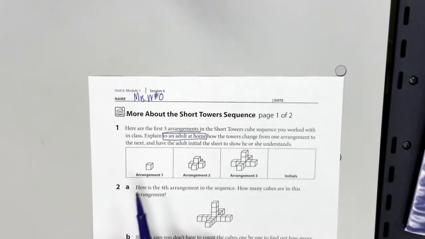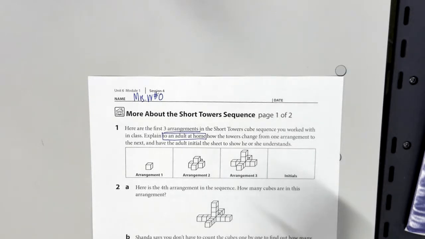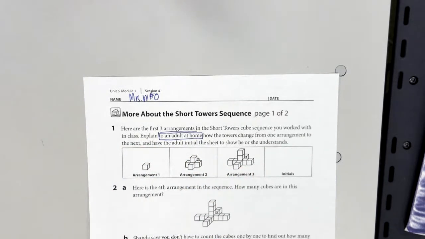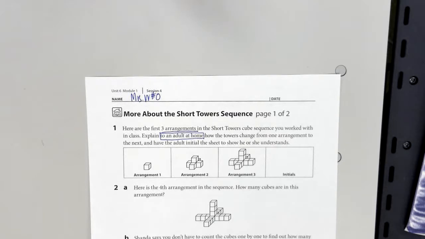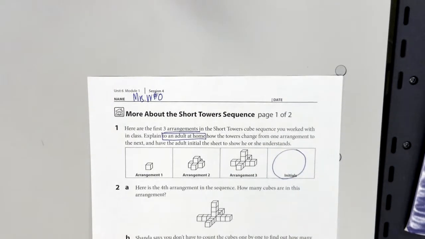So right now what I want you to do is I want you to think about arrangement 1 and how that changes when they make arrangement 2. Think about what cubes they add on and where they add them on. And how does that change when they get to arrangement 3? Right now, I want you to pause the recording and go tell an adult the changes that you see or the patterns that you see. Go ahead. All right, make sure that an adult initials or signs this box right here, stating that you told them about the patterns that you see and what you notice in each arrangement.